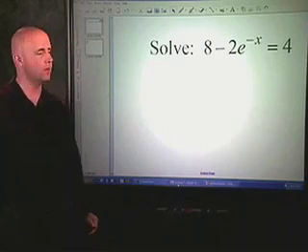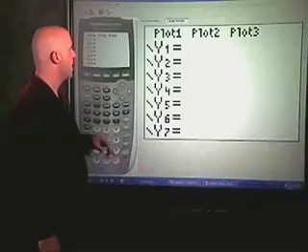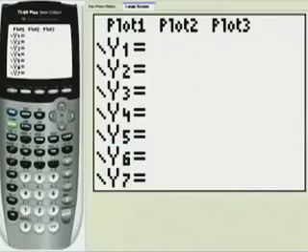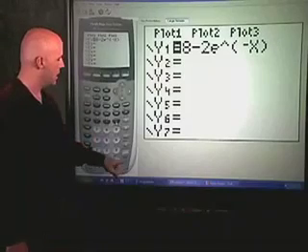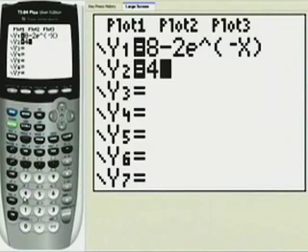We're going to solve the equation 8 minus 2e^(-x) equals 4. Since we have expressions on both sides of the equation, we're going to enter the left side as y1 and the right side as y2. Go to our graphing calculator, hit our y equal to button. In y1, we're going to enter that left side, 8 minus 2e^(-x), close parentheses. And in y2, we enter the right side of our equation, which was the constant 4.